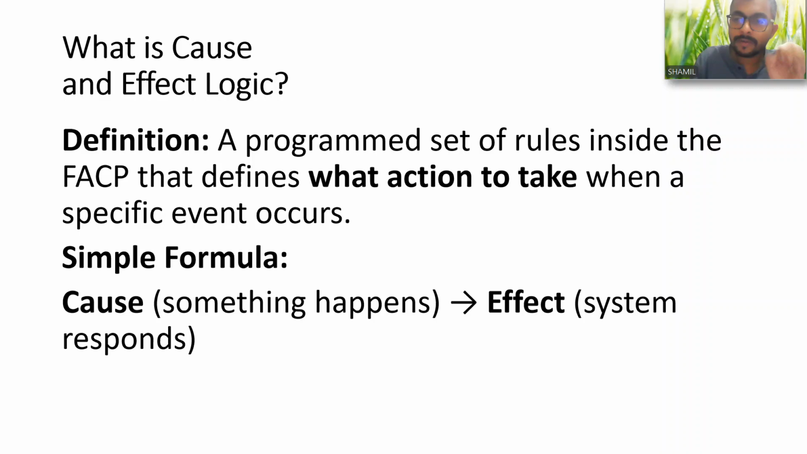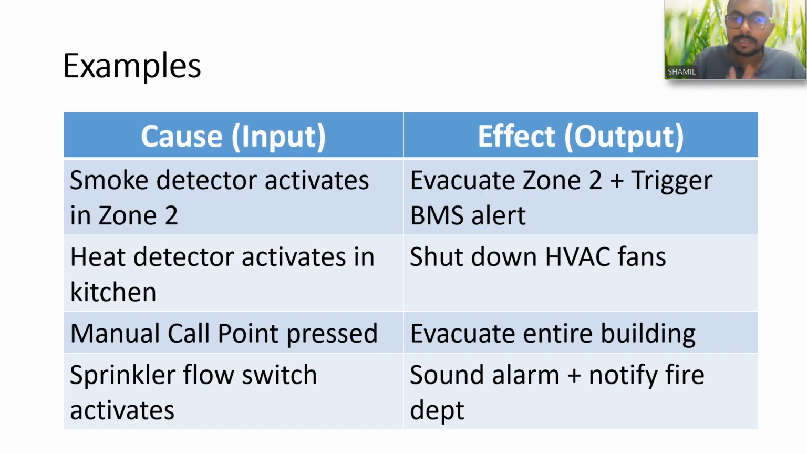A typical example of cause and effect logic is shown in this table. This is just a hypothetical example to help you understand how a cause and effect matrix works. The first example is when a smoke detector in zone 2 is activated. It will evacuate zone 2. By evacuation, it means it will send a notification to the sounders to alert the occupants of zone 2, and it will trigger the BMS alert as well. It will send a signal to the BMS to pursue further actions.